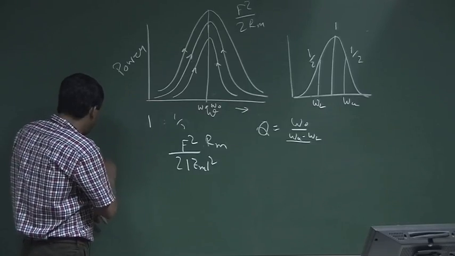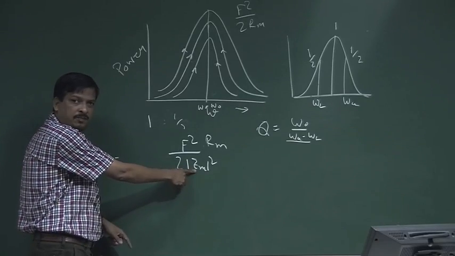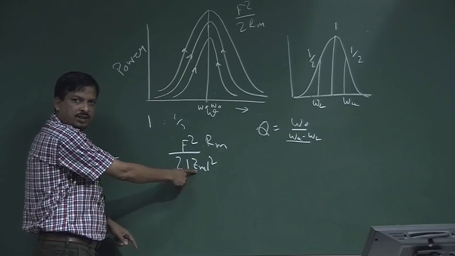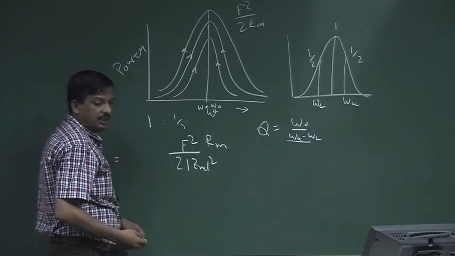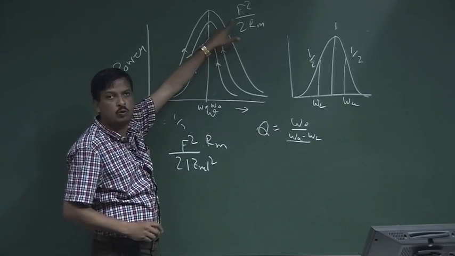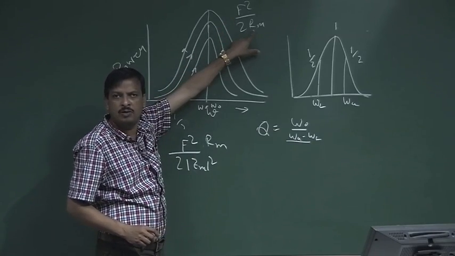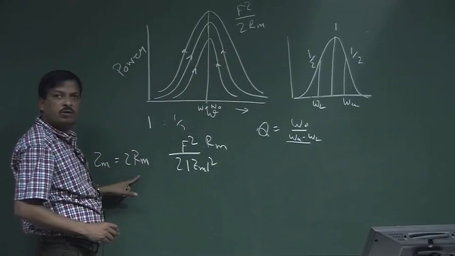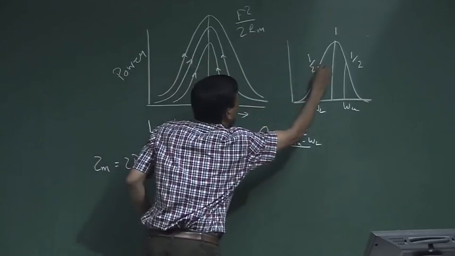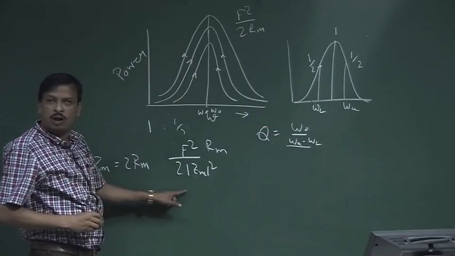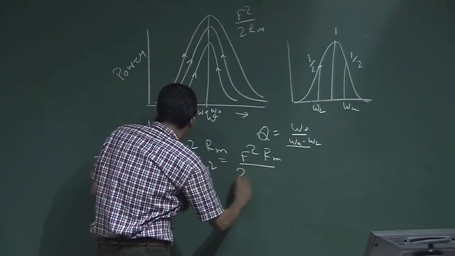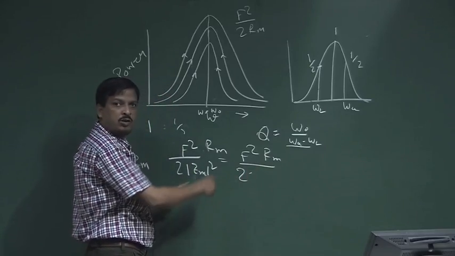When Zm becomes 2 times, the power will be half. I said that if Zm is equal to 2 Rm, because the total power is F square by 2 Rm, this will be half when Zm is equal to 2 Rm. If you put Zm equal to 2 Rm, you get half of the total power, because it is nothing but F square by Rm divided by 2 into 4 Rm square. So, the half power will happen.